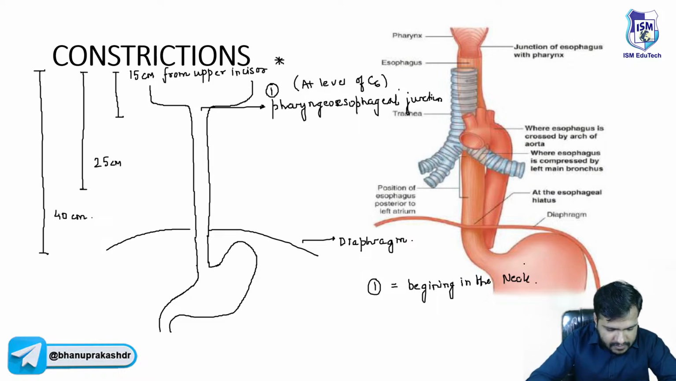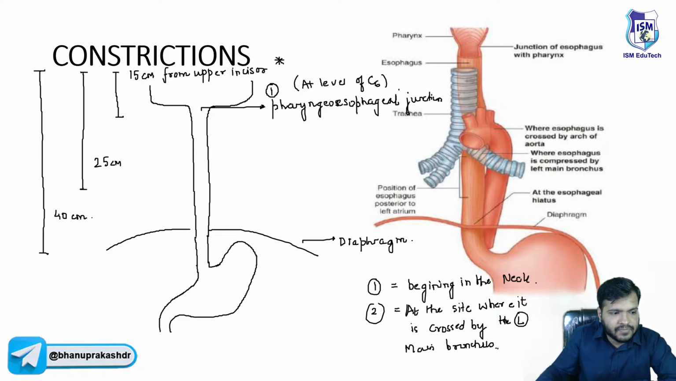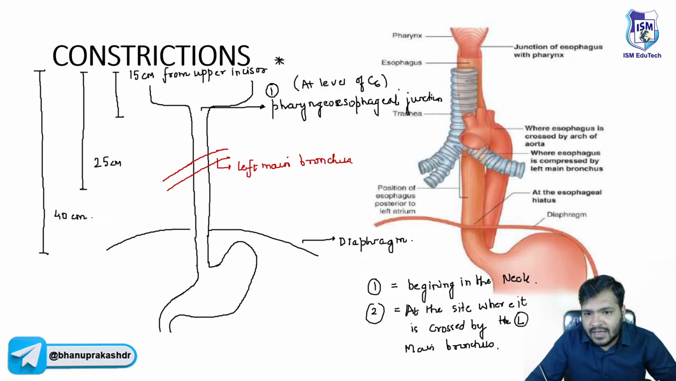The second one, beta, is at the site where the esophagus is crossed by the left main bronchus. The second constriction is where the esophagus is compressed by the main bronchus. I'll try to draw it like this. This is the left main bronchus, and it compresses the esophagus. It is the second site where the esophagus is constricted.